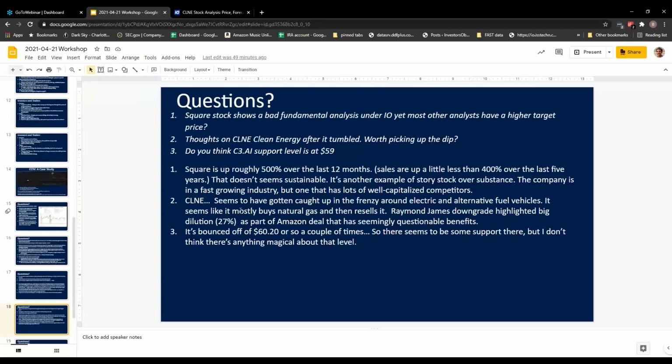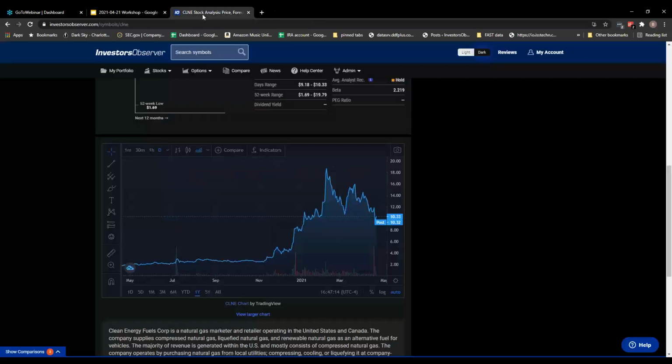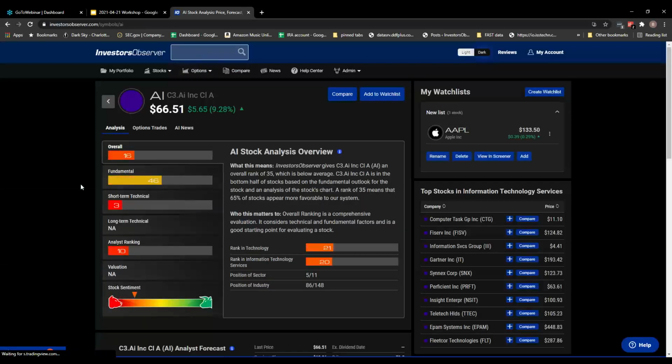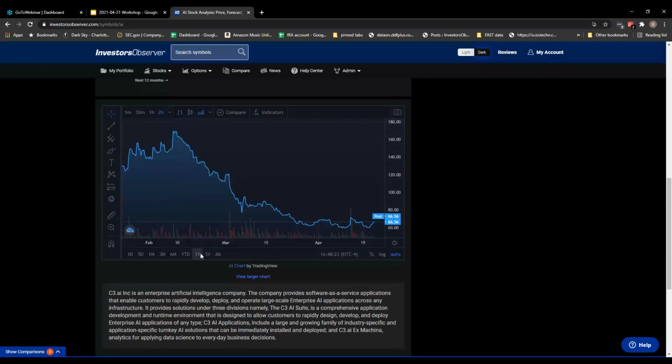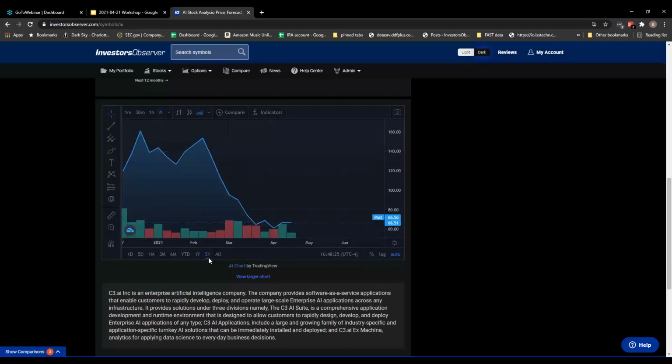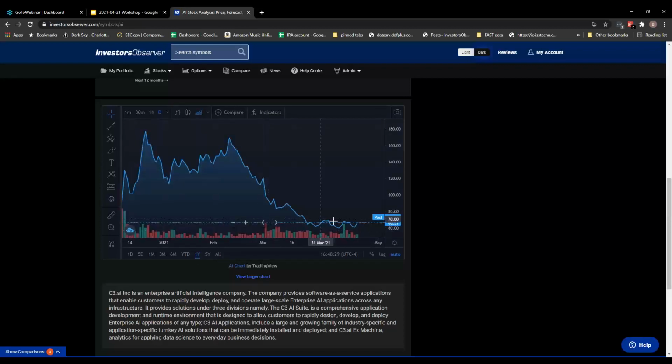All right, and then C3AI support at 59. There's no real magic to finding support. There's a lot of people who make it super complicated, but yeah, I mean, this is the all-time history of this stock right here. And so it looks like it's bounced at around 60 or 60-20 a couple of times. It seems like it's finding some support here.